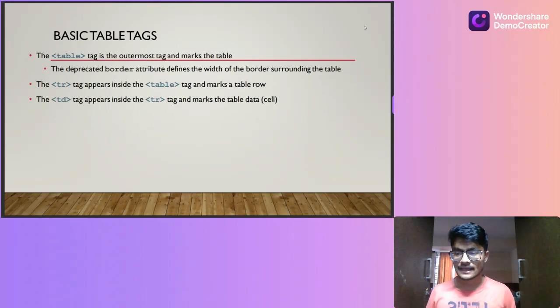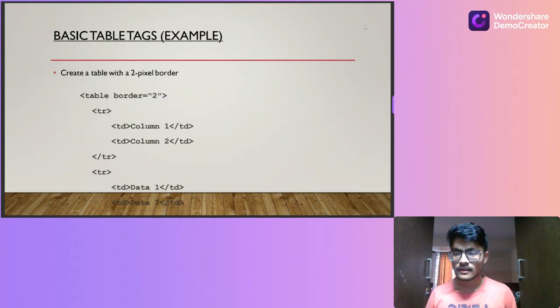So, the basic table tags. For creating a table, we use the table tag, which is the outermost tag. The deprecated border attribute defines the width of the border surrounding the table. Next, the tr tag appears inside the table tag and marks a table row, and the td tag appears inside the tr tag and marks the table data. It is also called a cell.